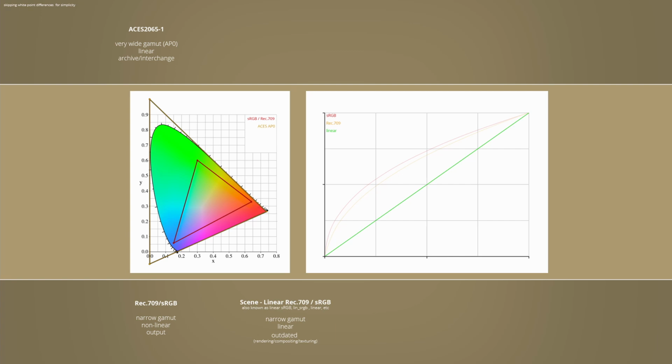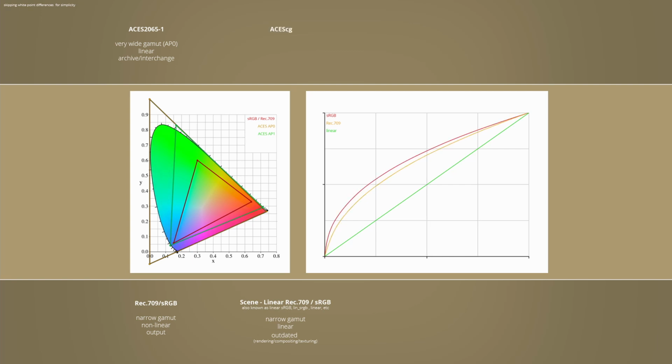To counter this issue, a new set of primaries was developed. These primaries are known as AP1 and are used for all ACES color spaces except for ACES 2065-1. AP1 primaries still cover a large part of the CIE standard observer gamut, but unlike AP0, they don't require negative values and barely include any imaginary colors.